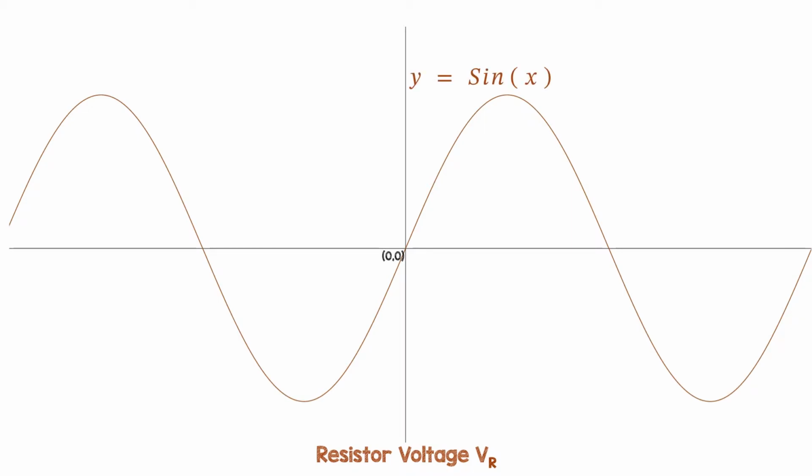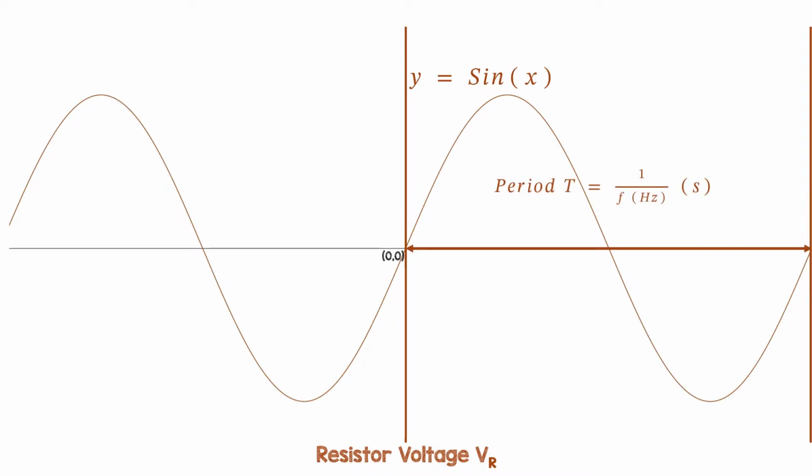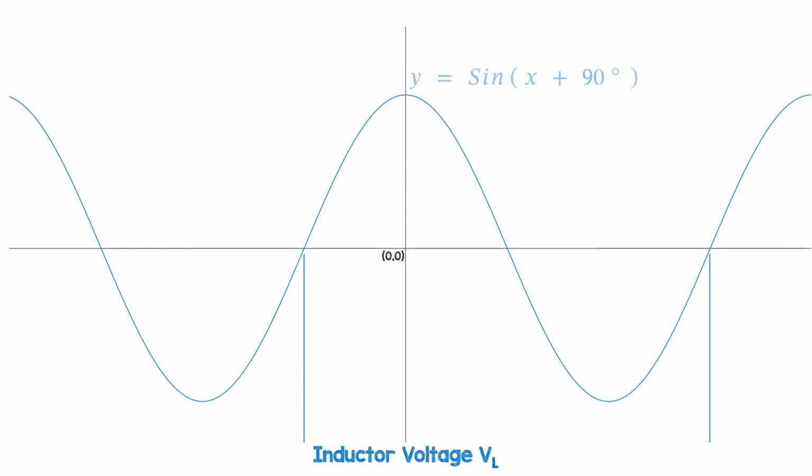Here's a graph of y equals sine x, which is like what our resistor voltages VR are like. It has a period t of 1 divided by the frequency in hertz, and the period is in seconds. It has a zero phase shift because it starts at the origin and it is increasing at that point. The angle in one cycle is equal to 360 degrees or 2 pi radians, roughly 6.3 radians, because a radian is around 57 degrees.